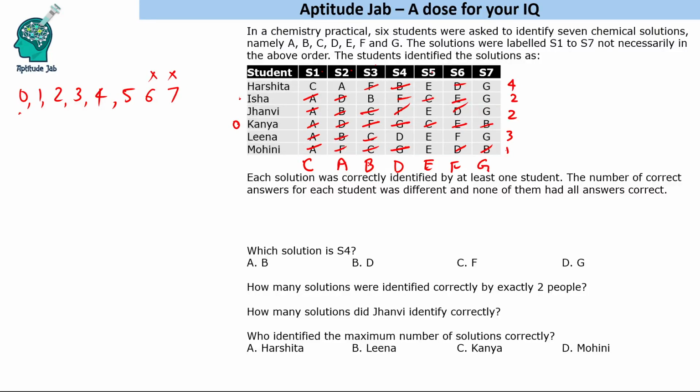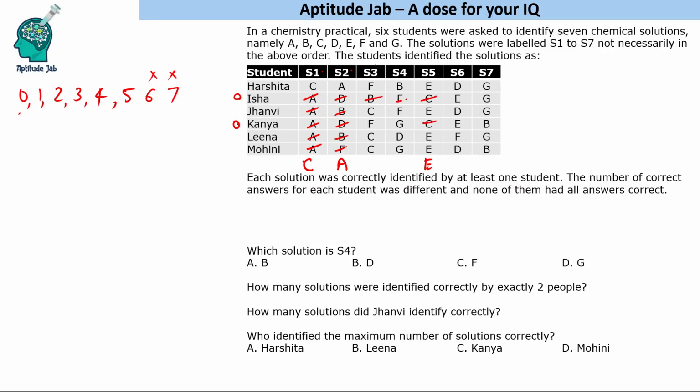Okay, so this means our assumption that Kanya got a 0 is incorrect. Okay, so what does it mean? It means that Isha got a 0. So now we'll have to go back to finding that Isha got a 0. Okay, if Isha gets a 0, so this we had found that was E.